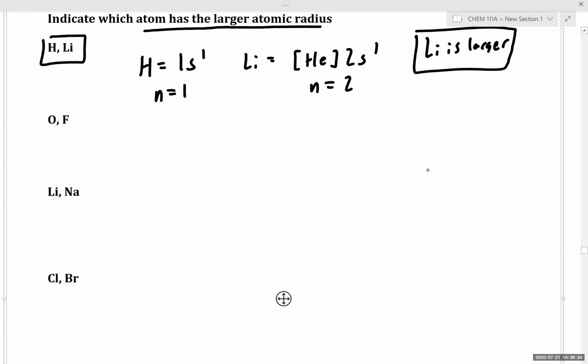N represents the orbital size, the principal quantum number, and N also represents the period number or the row number in the periodic table. And the period number or row number in the periodic table is directly tied to atomic radius. As you increase your period number, as you increase N, your atomic radius also increases a commensurate amount. Does that make sense?